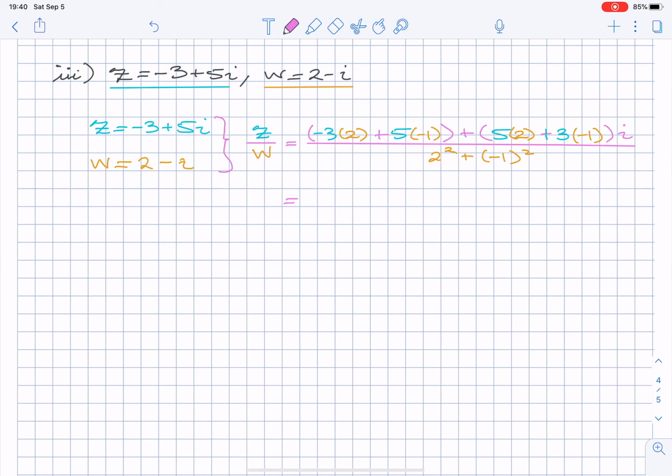Okay, so what do we have then? We have negative 6 minus 5 plus the quantity 10 minus 3 times I all over 4 plus 1. So this gives us minus 11 plus 7I all over 5, which we can write in a plus b form as minus 11 over 5 plus 7 over 5 times I. And there we are. I'll see you guys in the next section.